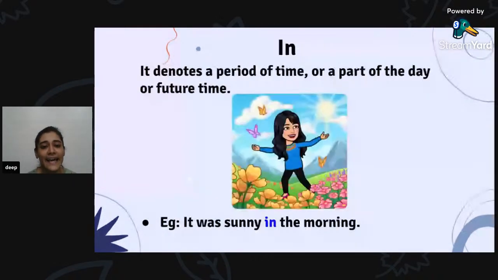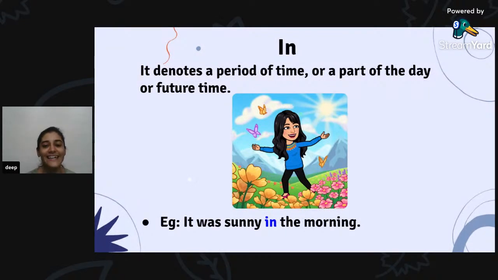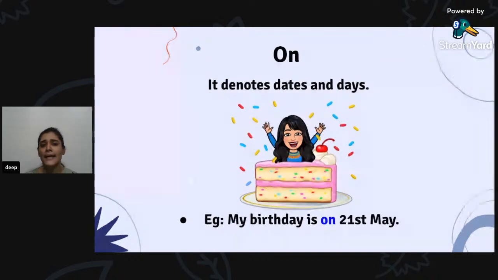It is in. It denotes a period of time or a part of the day or future time. For example, it was sunny in the morning. So you can type in in the chat box below. The next preposition, on. It denotes dates and days. For example, my birthday is on 21st May. So you can type your birth date in the chat box below with the sentence, my birthday is on blank. In that blank, you can write your birth date.